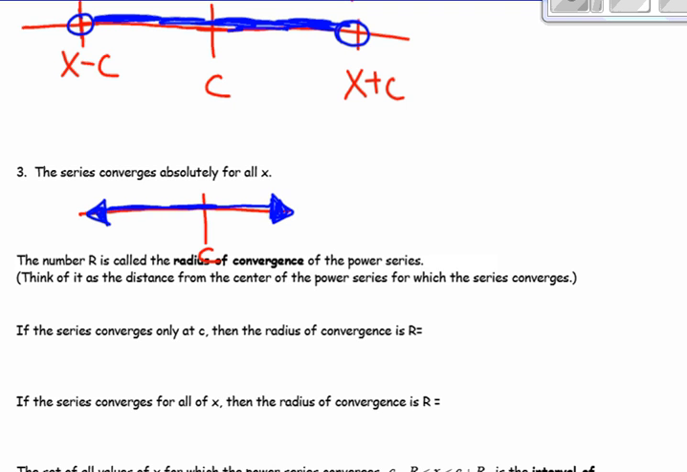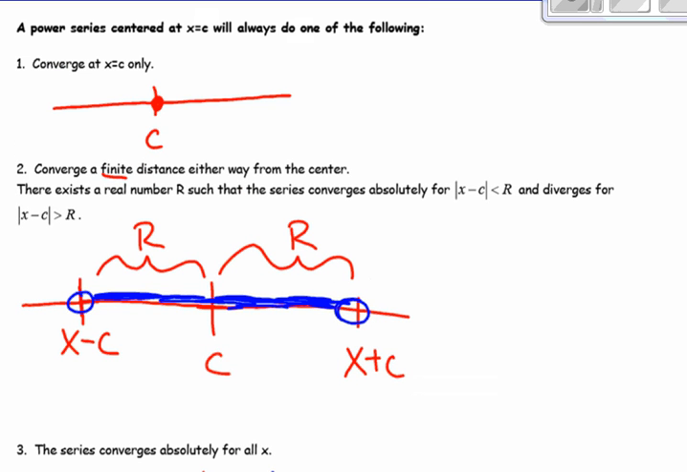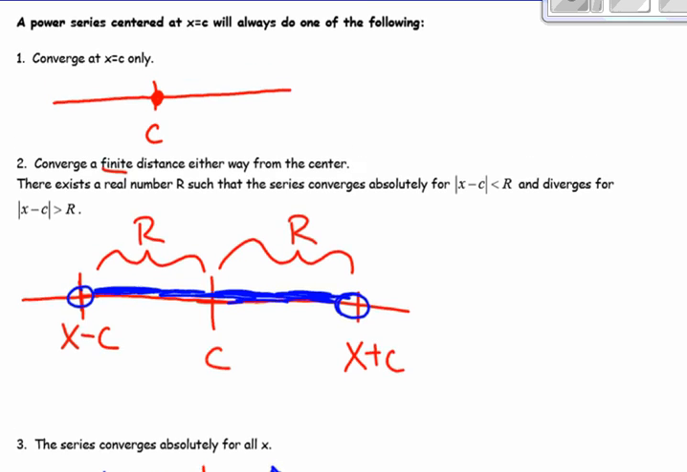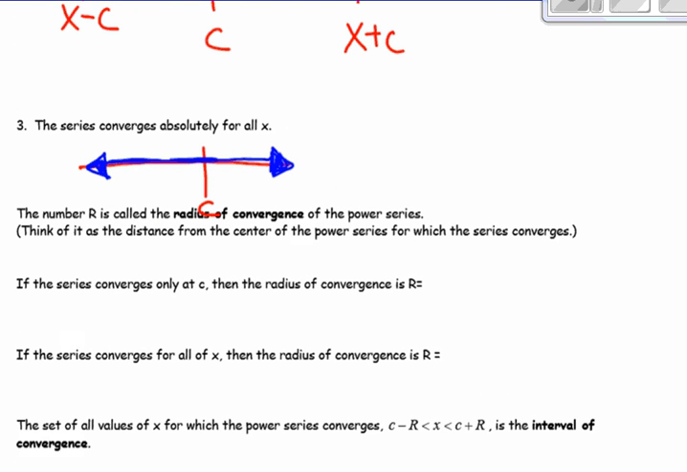Okay? All right, so again, when you have a power series it will do one of the following. It will converge only at its center. It will converge some finite distance away from the center, therefore having a radius. And then it could converge everywhere. All right, so the number r, we said, is called the radius of convergence for the power series. Again, think of it as the distance from the center of the power series for which the series converges.